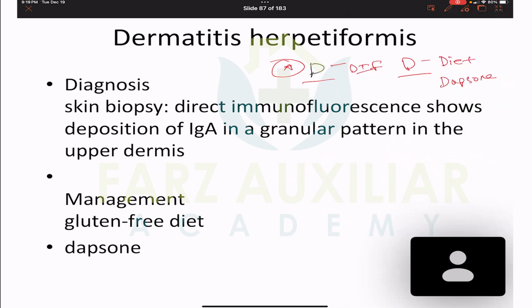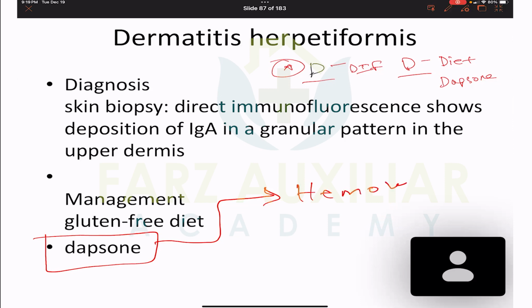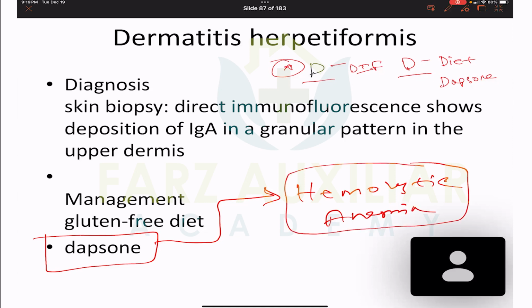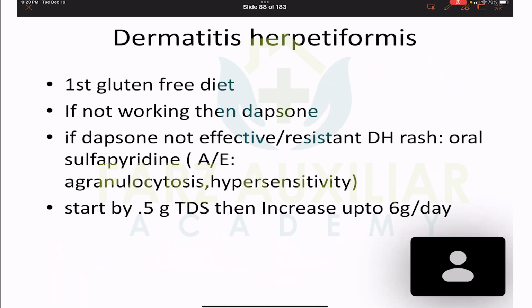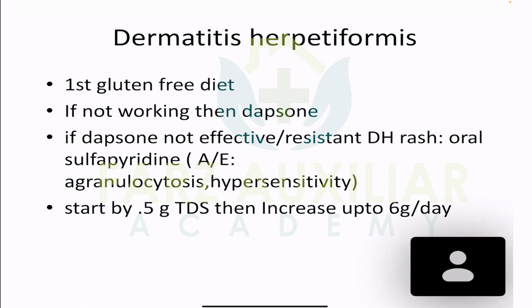Another thing I want to say about Dapsone: if there is any hemolytic anemia, remember that Dapsone can cause hemolytic anemia in glucose 6 phosphate dehydrogenase deficiency. Now, for dermatitis herpetiformis, first a gluten-free diet, if not working, then Dapsone.